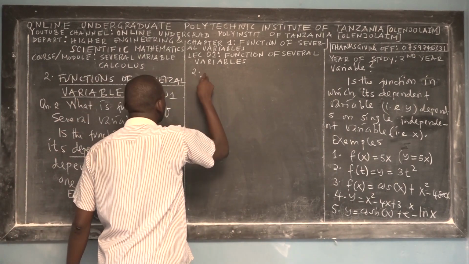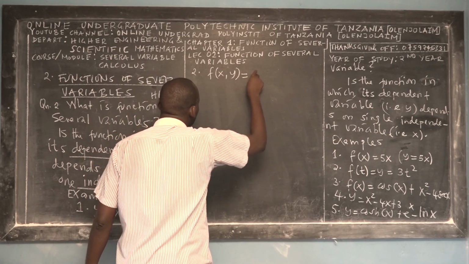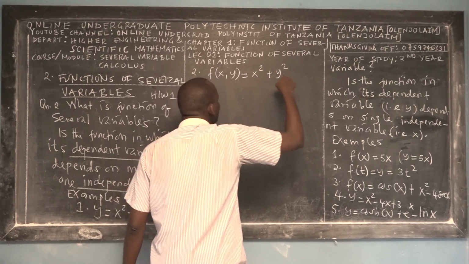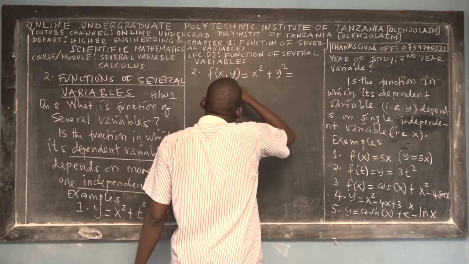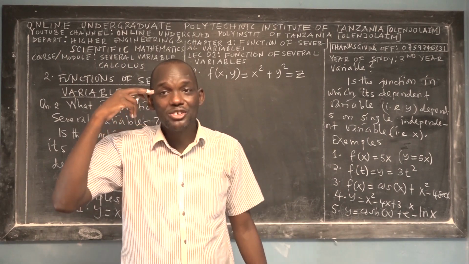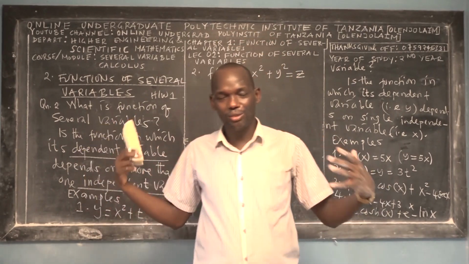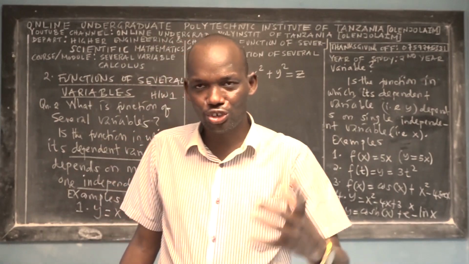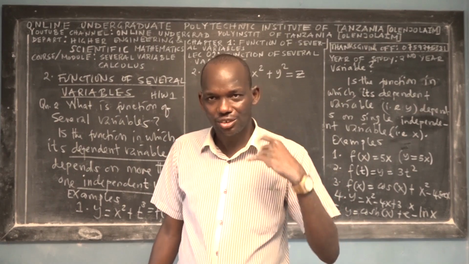Let me give you a second example. We have f of x, comma y, equal to x squared plus y squared. In these situations where x and y are independent variables, we can let f of x, comma y be equal to z. So don't claim that the dependent variable is always y. In the context of functions of several variables, even y can be an independent variable. It's not common like in the case of a function of a single variable. So keep that in your mind.